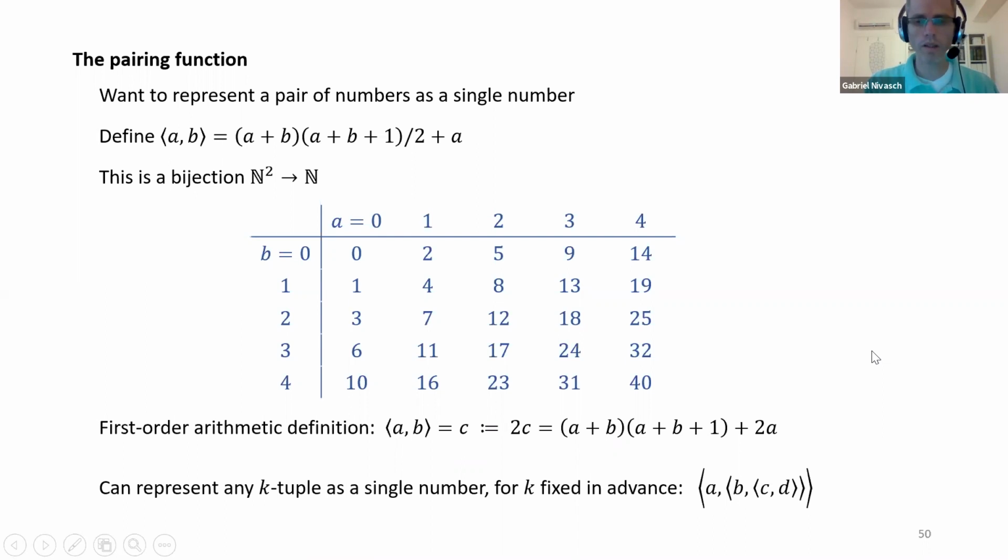And you can represent any k-tuple of numbers as a single number if you nest this pairing function. But in order to access these numbers A, B, C, and D using first order arithmetic, k has to be fixed in advance before you write a formula. So it's a little problematic.